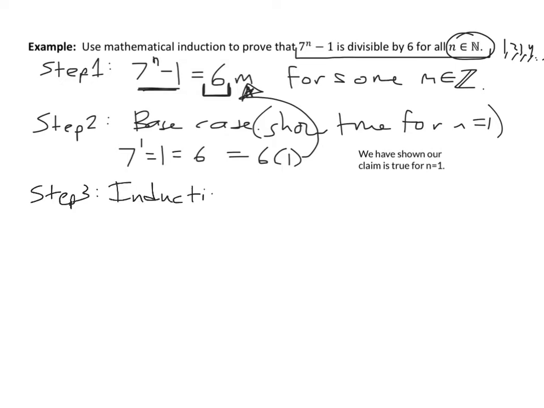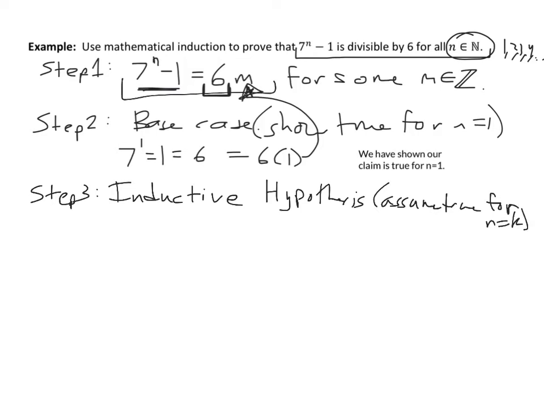I've noticed that some of you write induction hypothesis. I've always heard it as the inductive hypothesis. And in this inductive hypothesis, we're supposed to assume true for n equals k. And so this is where we really just take our initial statement up here and we say, yep, we are going to assume that 7 to the k power minus 1 is equal to 6m for some m.